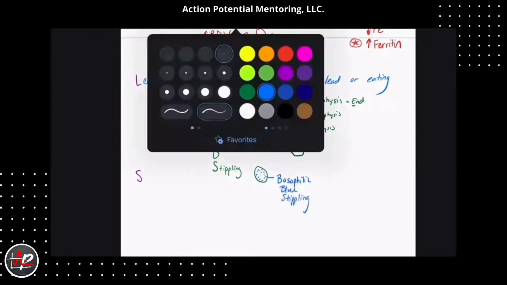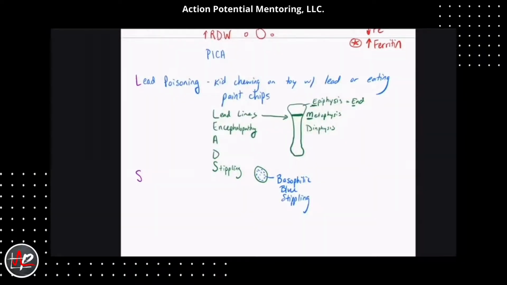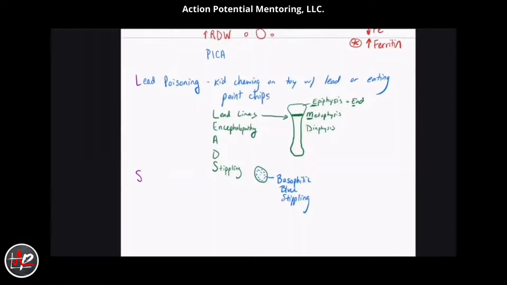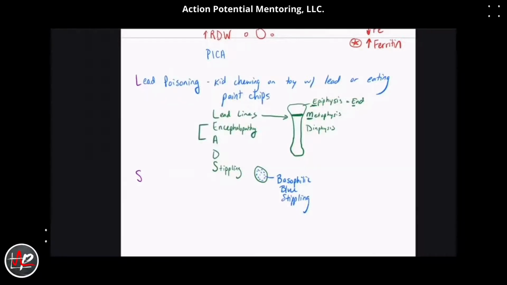All right, so let's get back to this encephalopathy for the E. Somebody that has lead poisoning, the first thing you're really going to notice on them is two things: confusion, which is the encephalopathy, and the A, which stands for abdominal pain.